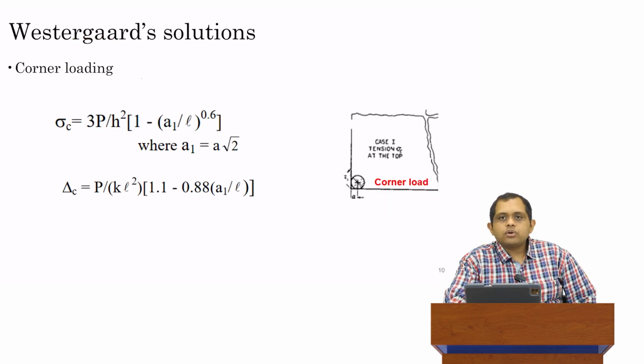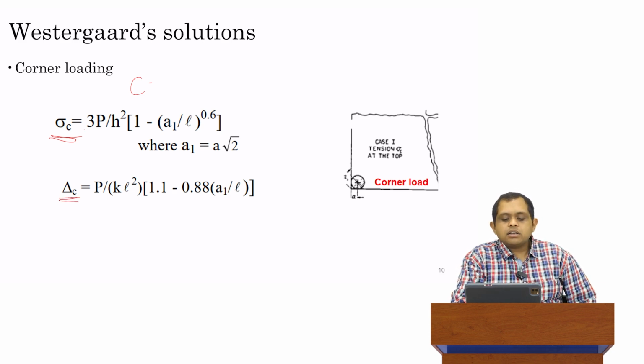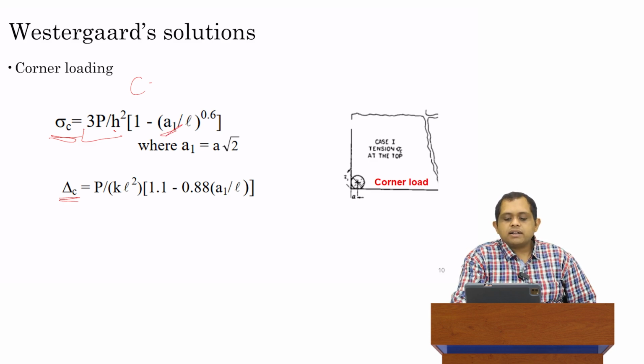So for each of these loading cases, let's look at the solutions that Westergaard gave. They are actually relatively simple. They're simple enough that you can just pick up a calculator and do the calculations. So the first case was corner load, which he showed with the subscript C. He gave us a formula for sigma C, which is stress at the corner. He also gave delta C, which is the displacement at the corner. And here, let's look at each of the solutions. So for sigma C, he gave this solution. This is 3P over h squared, 1 minus some term called a1 divided by l.